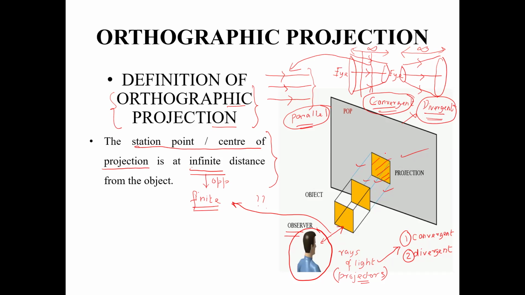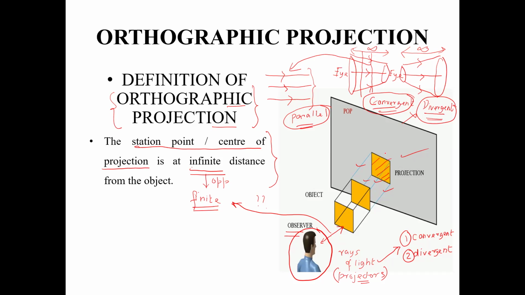In the first case, when the projectors are convergent, that is when the observer is looking at a small object from a finite distance, in that case, the projectors will be convergent, and that will make the size of the projected view smaller than the object. Again, if the observer is looking at a large object, large means larger than his eyes, from a finite distance, then the projectors will be divergent in nature, and that will make the projected view bigger than the actual object. But we want the projected view to be equal to the object in terms of size.